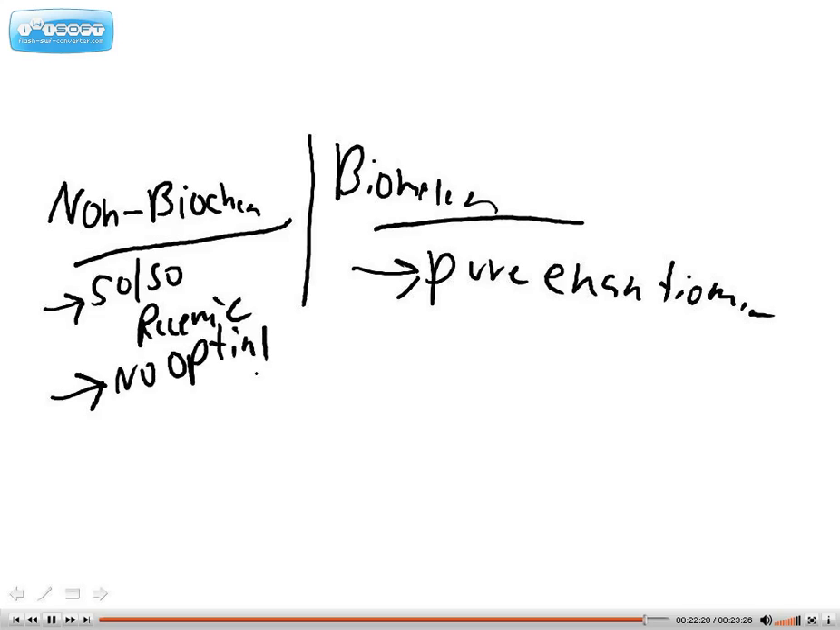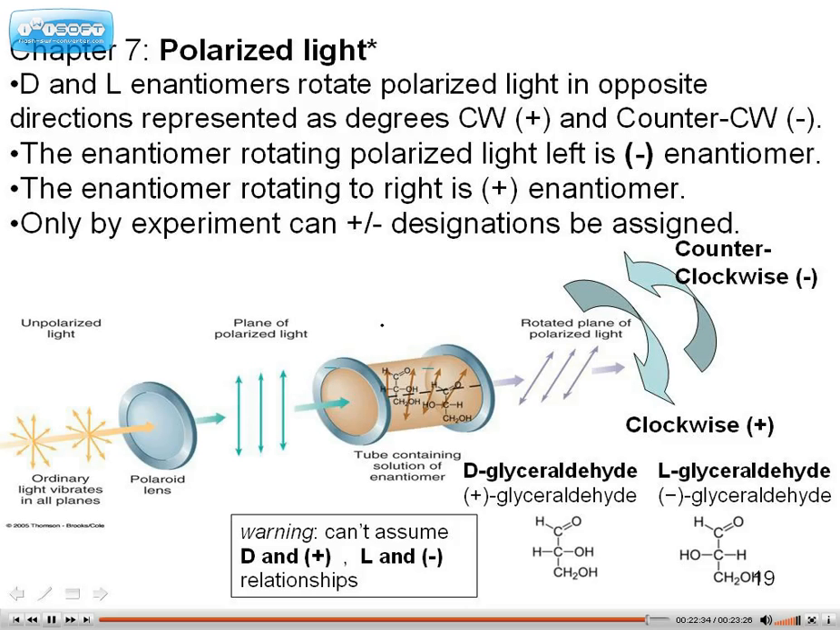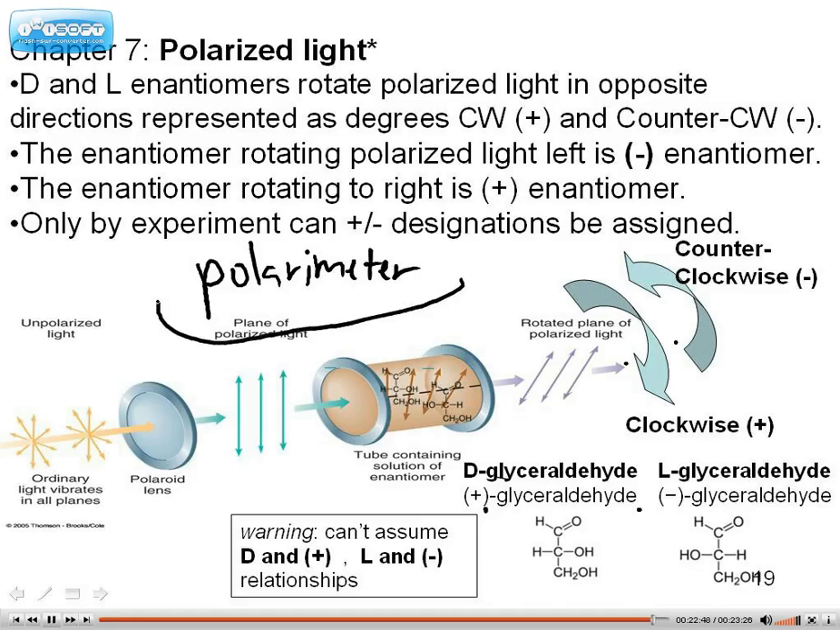So, a lot more information than the slide currently says on there. Know these general terms: clockwise, counterclockwise, positive, negative, and of course, above all, know the instrument used to measure optical rotation is called a polarimeter.